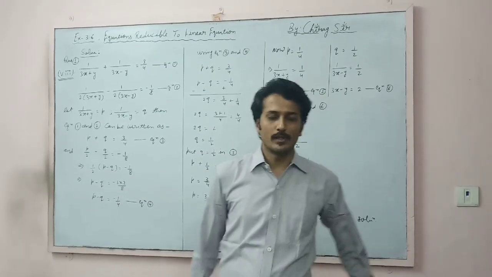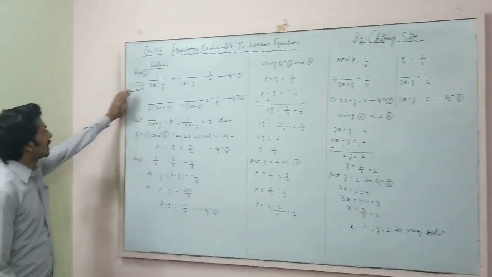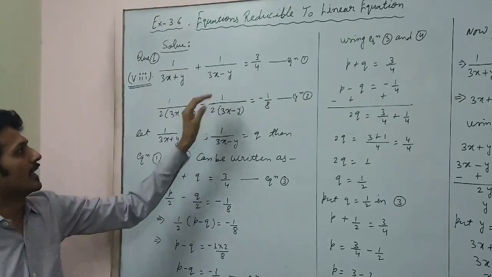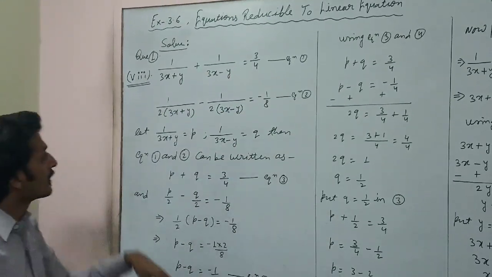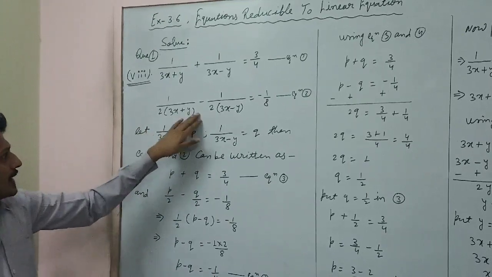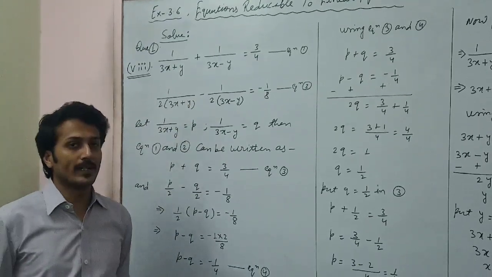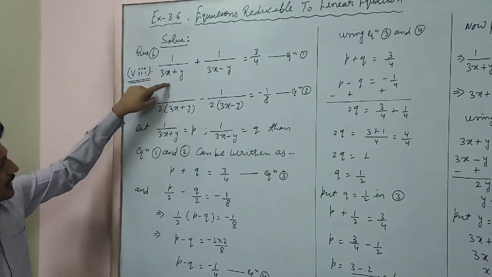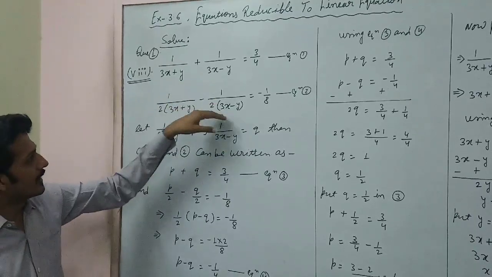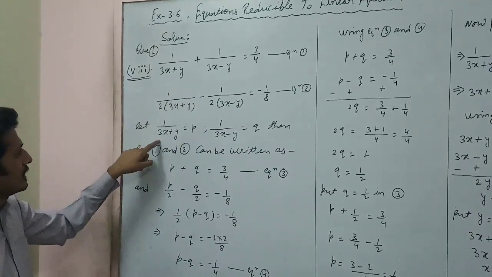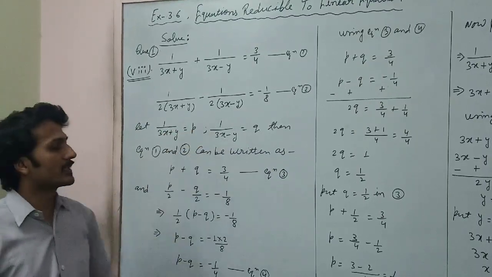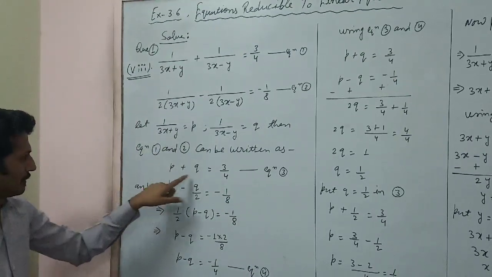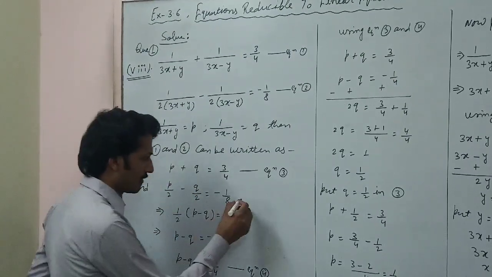Let's take one more example, that is the 8th part of the first question. So the equation is 1 upon 3x plus y plus 1 upon 3x minus y equals 3 upon 4. This is equation 1. 1 upon 2 bracket 3x plus y minus 1 upon 2 bracket 3x minus y equals minus 1 upon 8. Equation number 2. Here also we can observe the similarity in the denominator of the first term and the denominator of the second term. So let's take 1 upon 3x plus y equals p and 1 upon 3x minus y equals q. Then equations 1 and 2 can be written as p plus q equals 3 upon 4. Equation number 3.